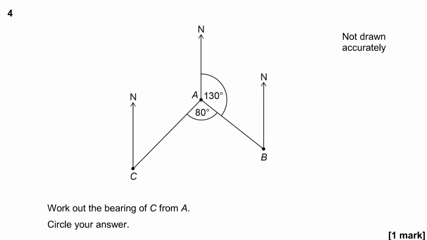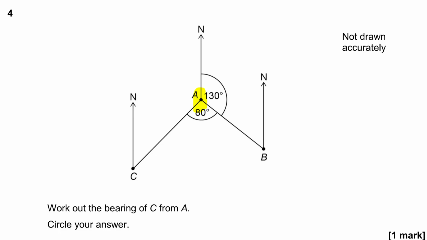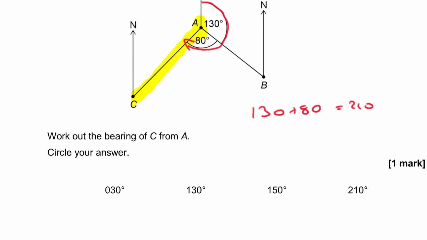Question 4. Work out the bearing of C from A. Just be clear about which point is your starting point and where you're going to. So we are starting from A and we are going to C. So what is that? Clockwise from north, I'm going to get 130 plus 80, which is 210, isn't it? So the bearing I'm looking for is 210, that one there.